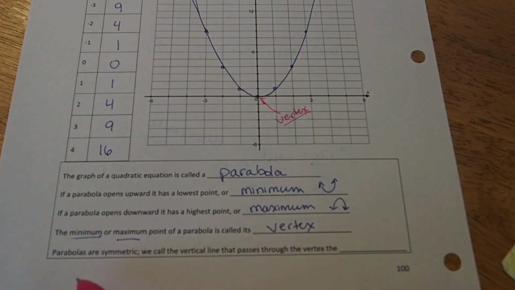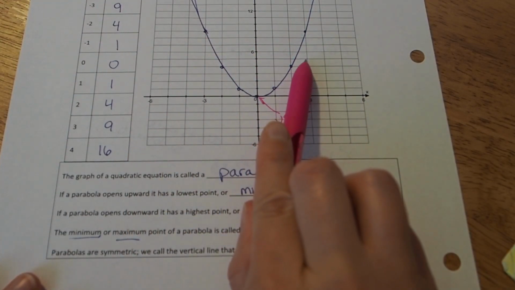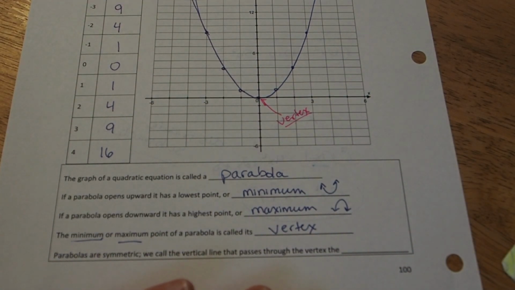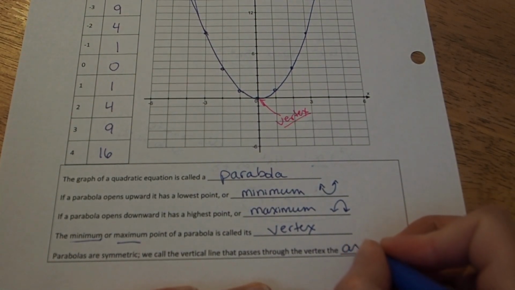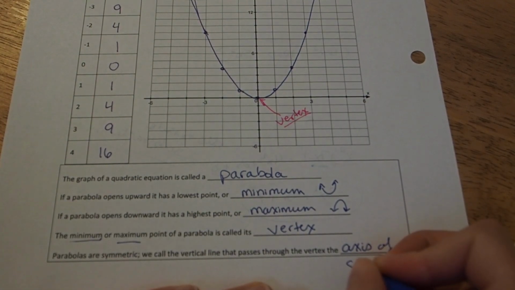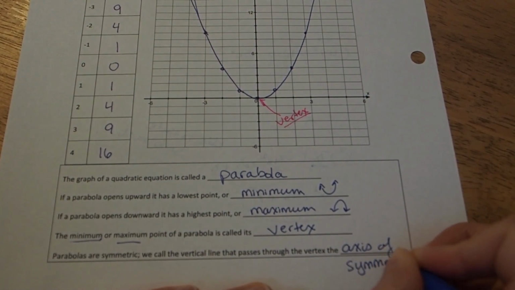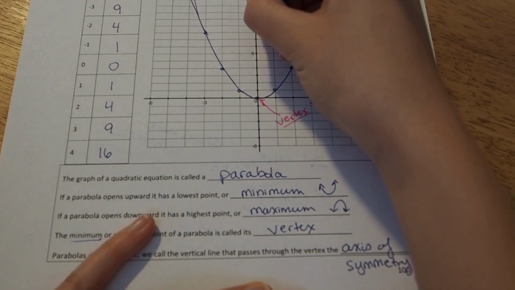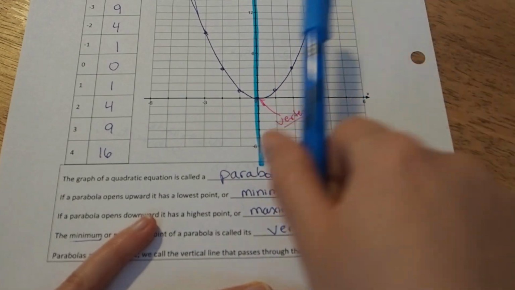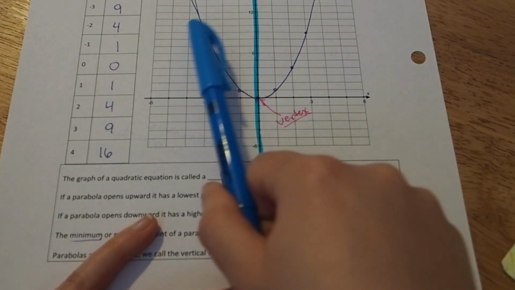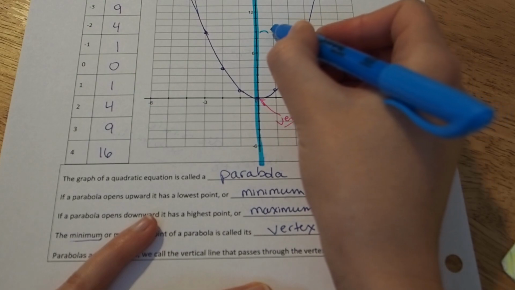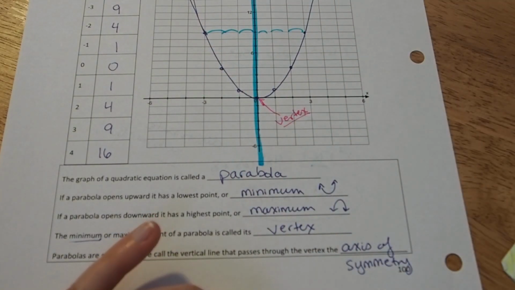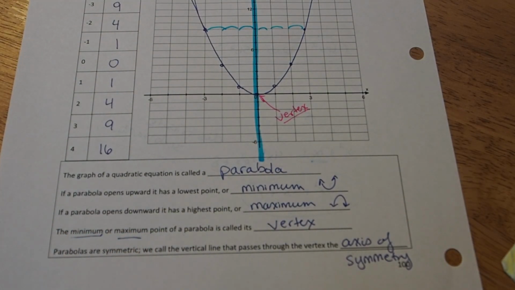Parabolas are symmetric, meaning that you have the same thing on the left and the right-hand side of the vertex. And we call the vertical line that passes through the vertex the axis of symmetry. So just to draw my axis of symmetry in here, the axis of symmetry goes through the vertex, and you can see mirror images on both sides of the axis of symmetry. A point that is 1, 2, 3 spaces away, I'll have a mirror image that is 1, 2, 3 spaces away on the other side.